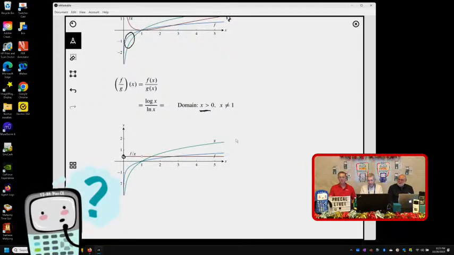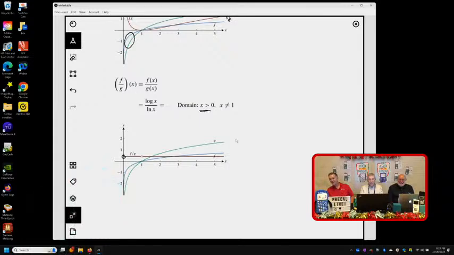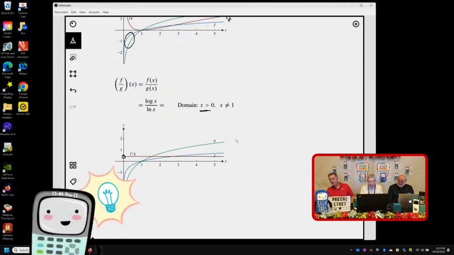What happens in the room? Why do we have to exclude x equals 1? Because the denominator would be 0. Very good. Excellent.